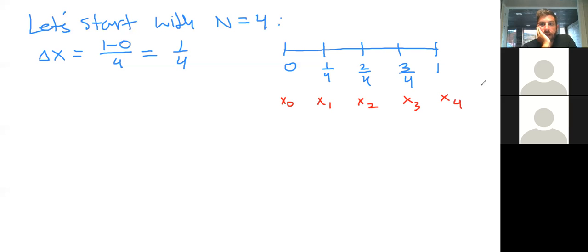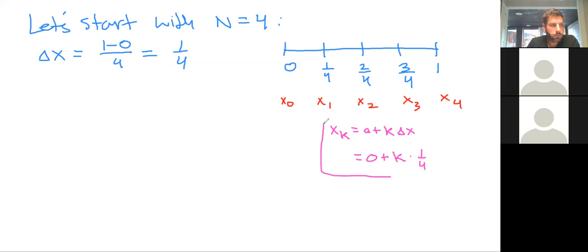Don't get too overwhelmed. You could have also used the formula that x sub k is a plus k delta x, which in this problem is just 0 plus k times 1/4. So you can use this formula, or you can just sketch a number line to get your points. Does anybody have a question about this?